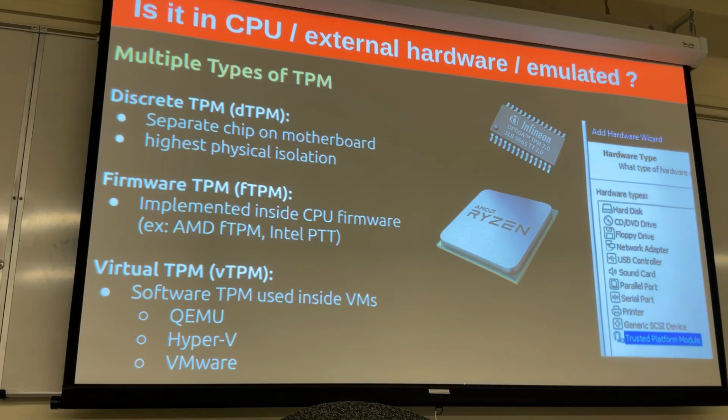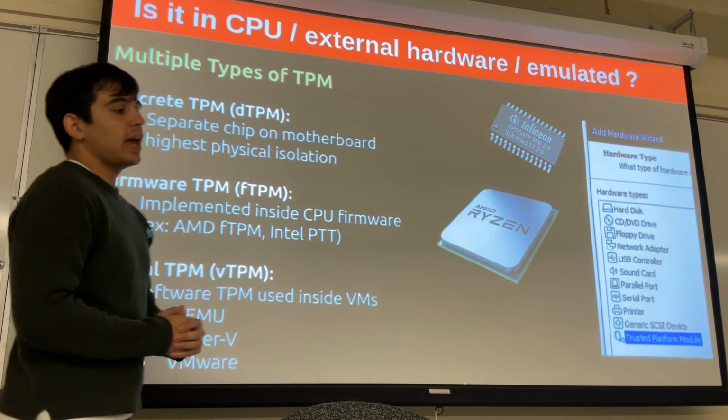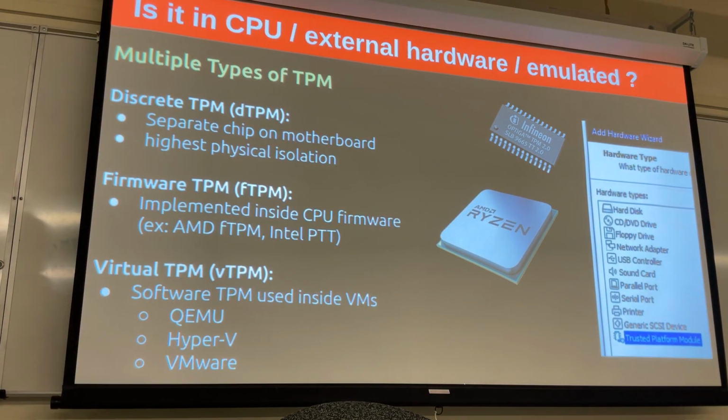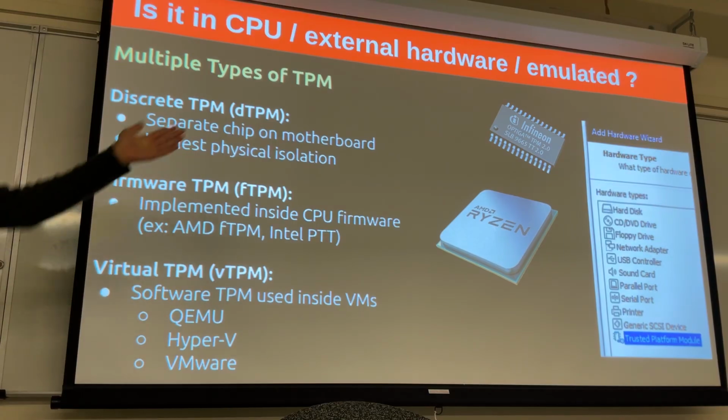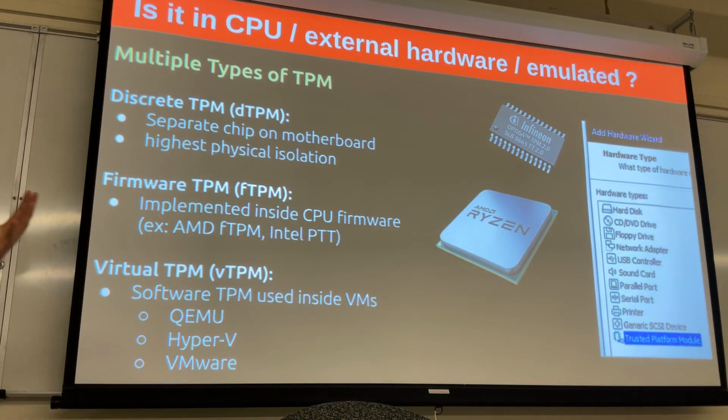Okay, so there are different types of TPM. It can have three different forms typically. This first one here, an IC, is a discrete TPM, and that's essentially just an external chip that you buy. It's usually made by somebody like Infineon, the most common manufacturer. And it has the highest physical isolation.